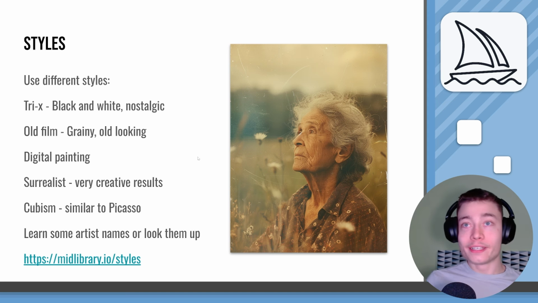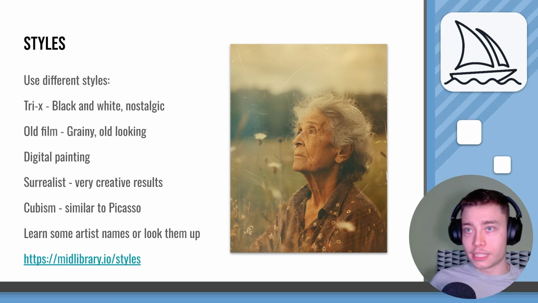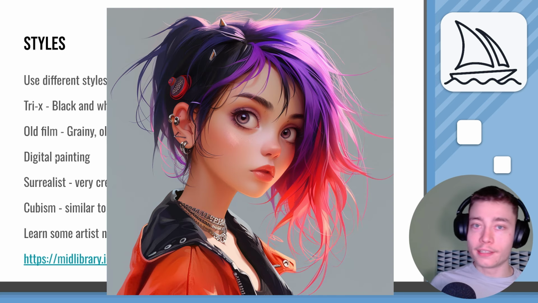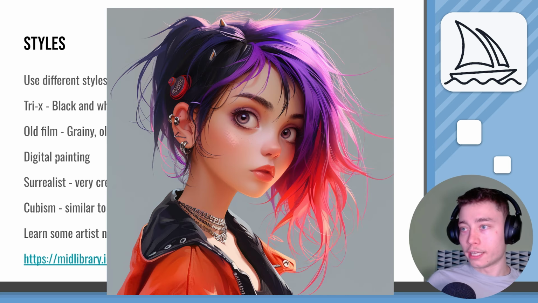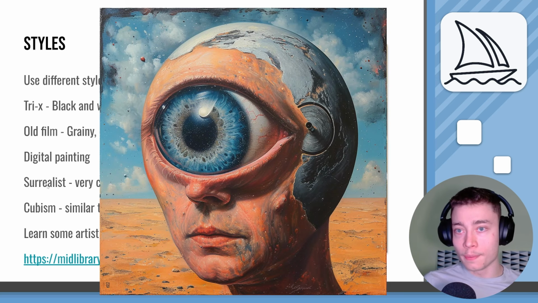So anyway, styles. Experiment with different styles. So Tri-X, black and white, nostalgic. Old film. So this is an example of old film. Digital painting, obviously we all know that. Makes it look like something digital, something from Photoshop. Surrealist, this is an art style. It produces very creative results. One of my favorites for sure.